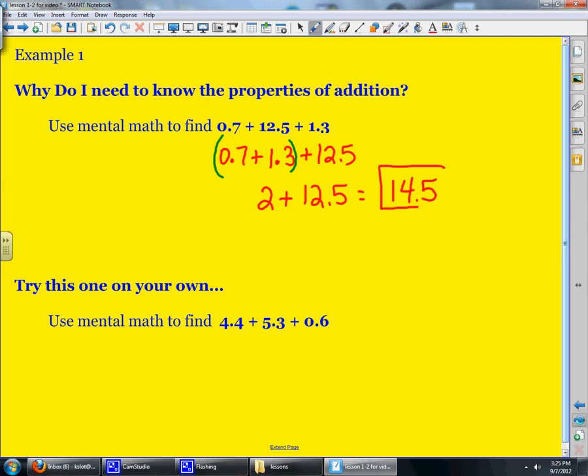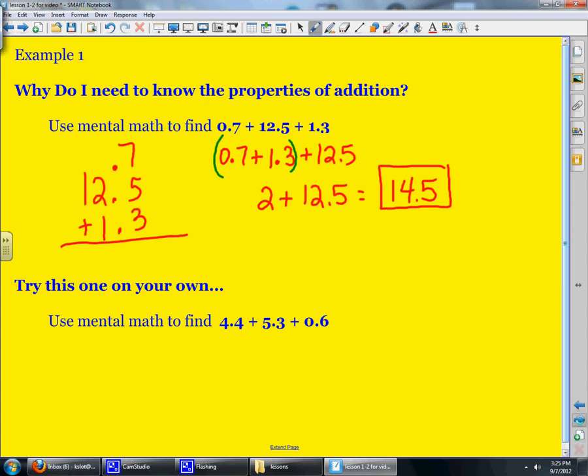So it just makes it easier that I can do this in my head instead of lining up all the decimals and then having to add the numbers together. It just helps simplify the problem. So why don't you pause the video and try this one on your own using mental math.